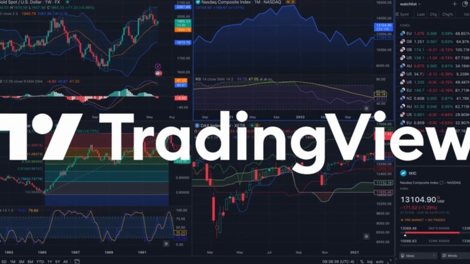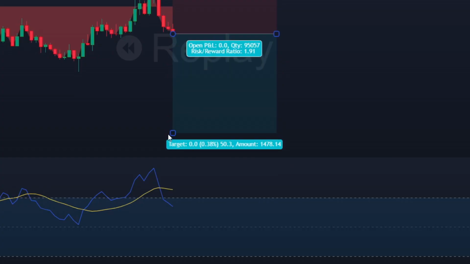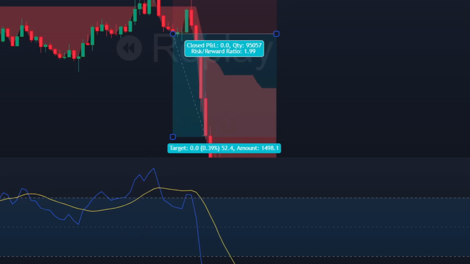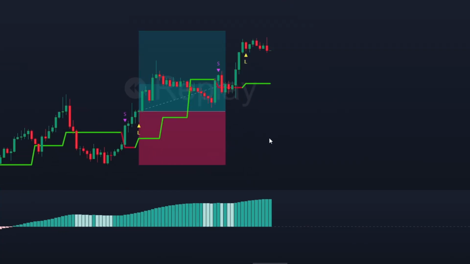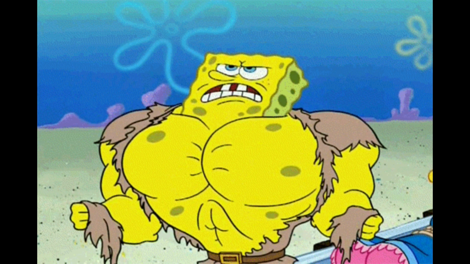Both of them use free indicators on TradingView. I'll give you the exact settings, and I'll even walk you through live buy and sell examples so you can see exactly how they work. Stay with me till the end, because if you're just starting out, these two strategies are some of the best ways to build confidence and take your first steps in trading the right way.